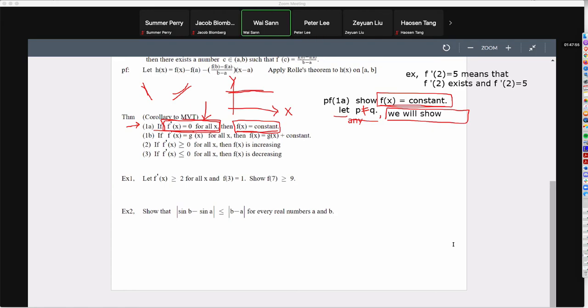Y of P equals Y of Q. That's right. You say Y? Okay, you can say Y. In this case, we'll say just f of P is equal to f of Q. This is what we're going to show.